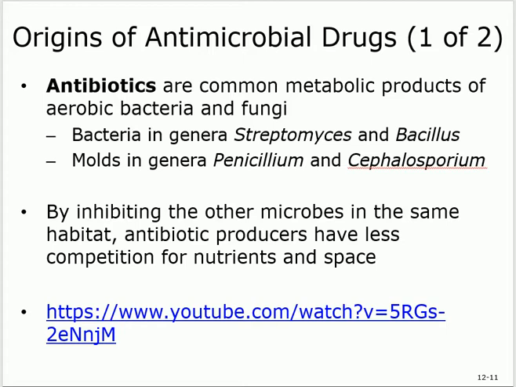Penicillium and cephalosporium. These are molds. These are fungi. What are we going to call the antibiotics that come from those? Penicillin and cephalosporin. Okay?